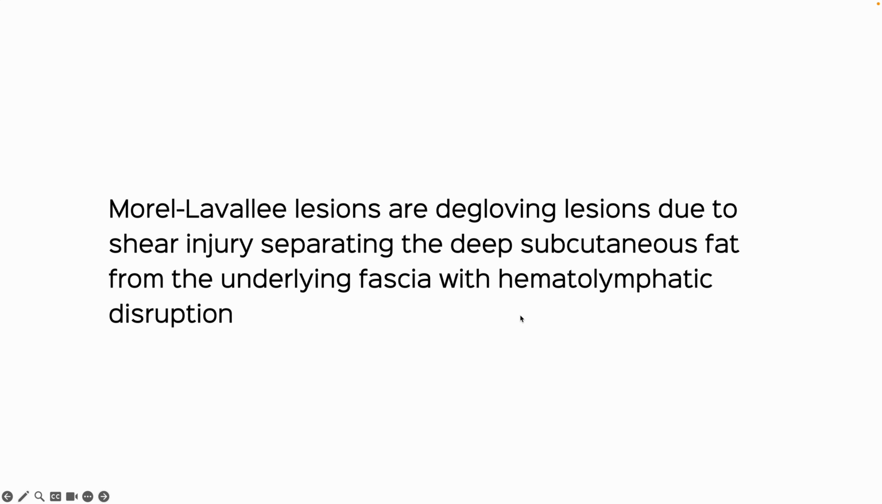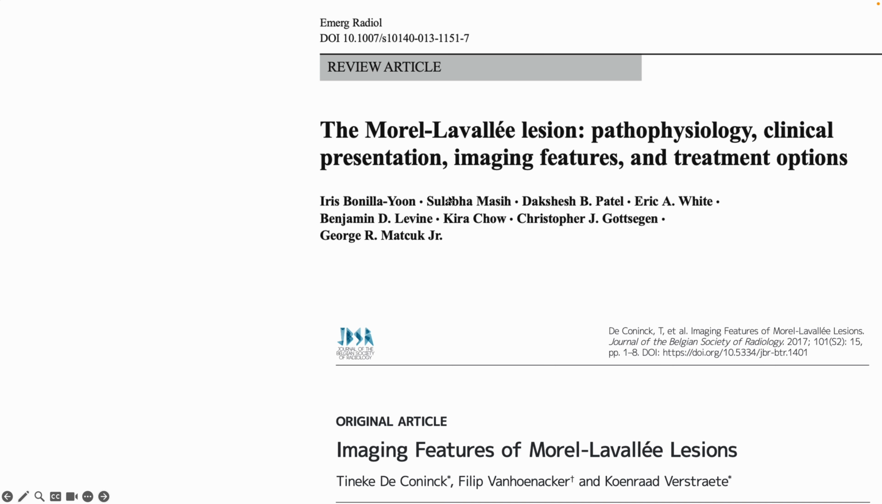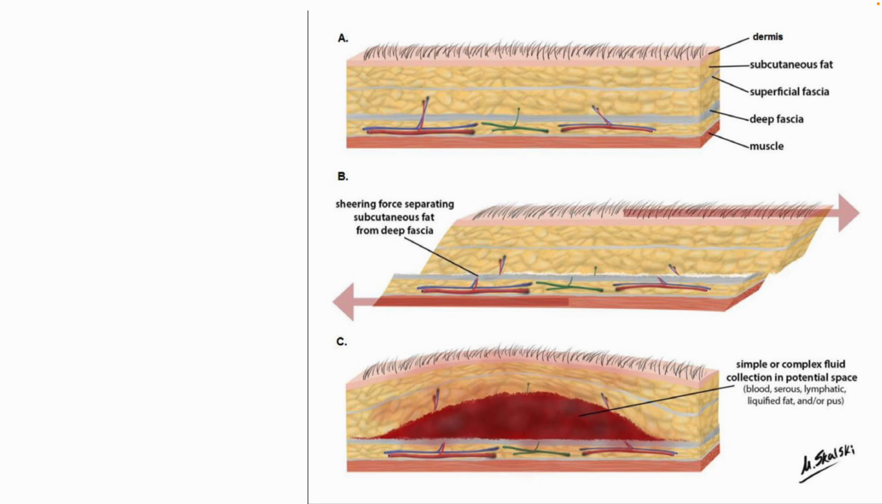Now, these are degloving lesions due to shear injury, separating the deep subcutaneous fat from the underlying fascia with hematolymphatic disruption. And these two articles, I think, would be the best bet to understand. They give these color pictures as well. All of these have been drawn by Matt Skalski, who's an amazing person. But I think it just shows the concept so well that you can see the subcutaneous fat sheared from the deep fascia, and then you get this injury.